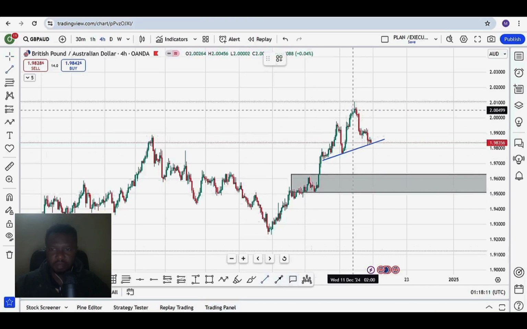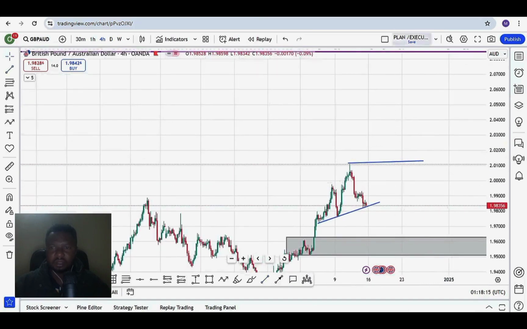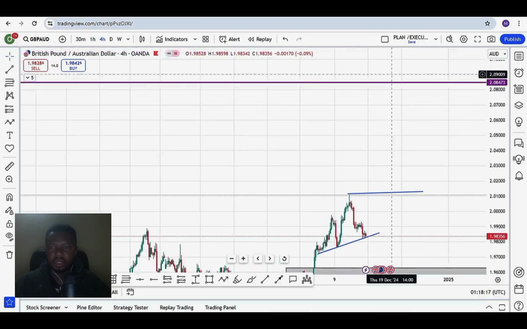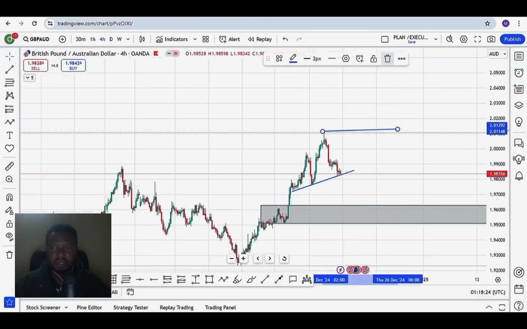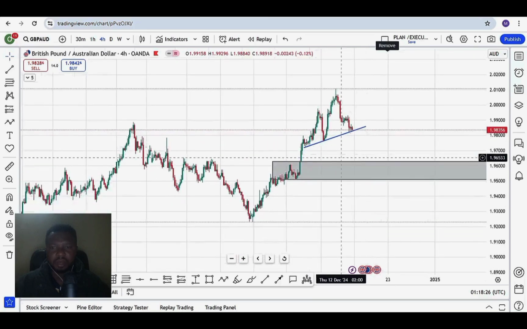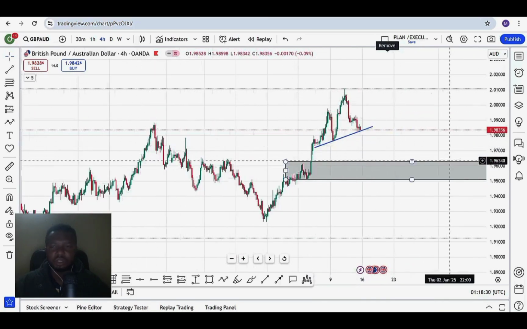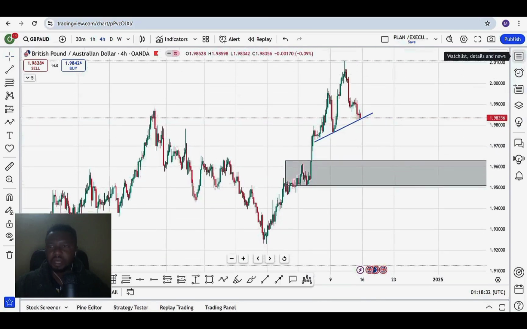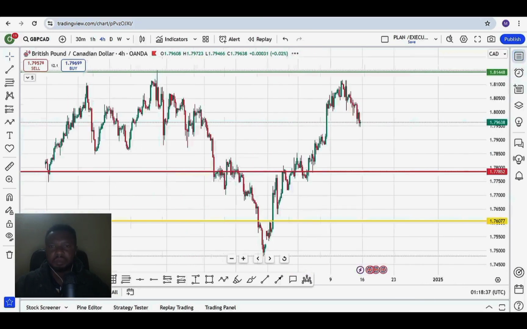We believe that this demand zone is going to take out this high and take us to this weekly liquidity point in the course of the week. So I believe that price is going to react and start pushing. This is what I'll be looking at on GBP AUD, and my next pair will be GBP CAD.